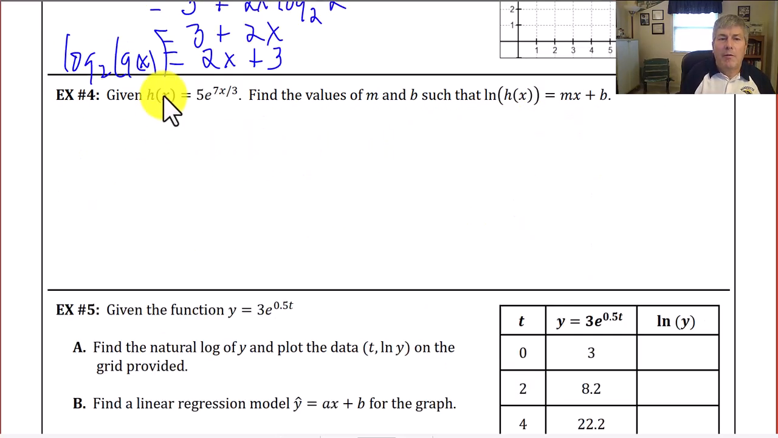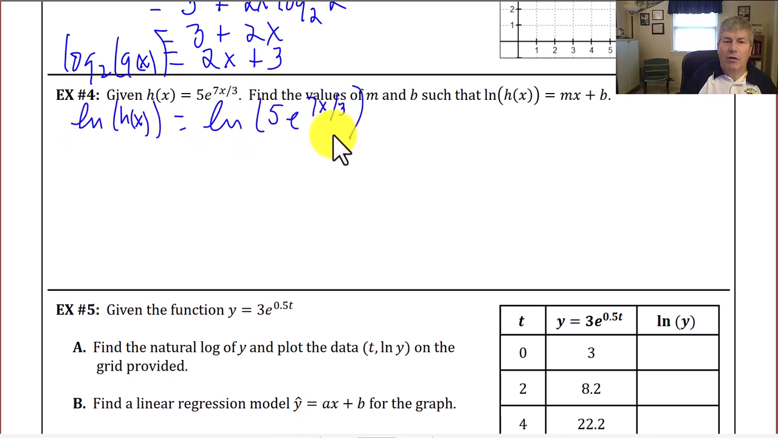graph. In example 4, we're asked to linearize h of x equals 5 times e to the 7x over 3 and find the values of m and b so that our h of x is also a linear equation. So since we have e, now we're going to use the natural log, but still our same properties of logarithms. So in the first step, I natural log both sides. On the right-hand side, I have the natural log of 5 times e all raised to the 7x over 3.